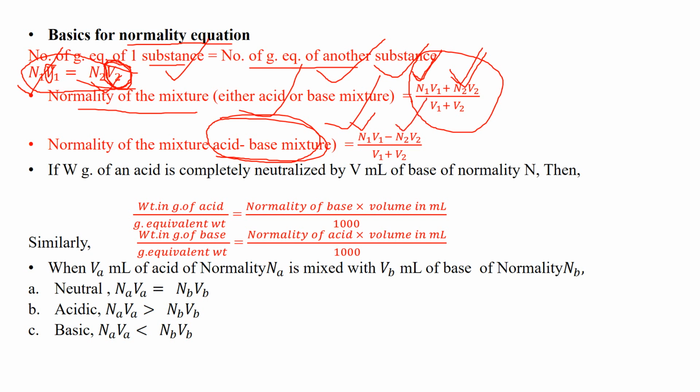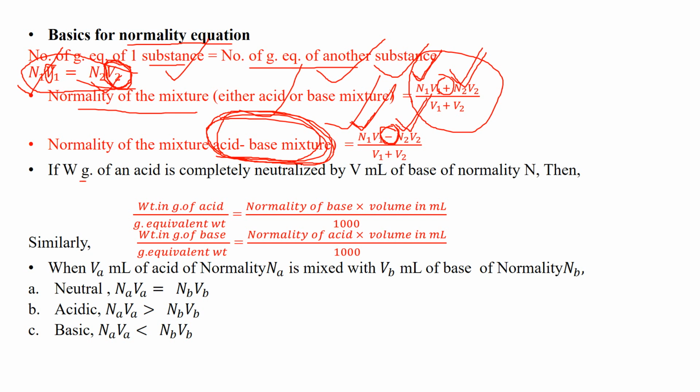If N1 is the normality of acid, then N2 be the normality of base, and a negative sign should be written here. Here is positive sign, here is negative sign. This negative sign refers to the neutralization process, right? Due to neutralization, negative sign is written because acid and base get neutralized. Acid and base are neutralized in acid-base mixtures.